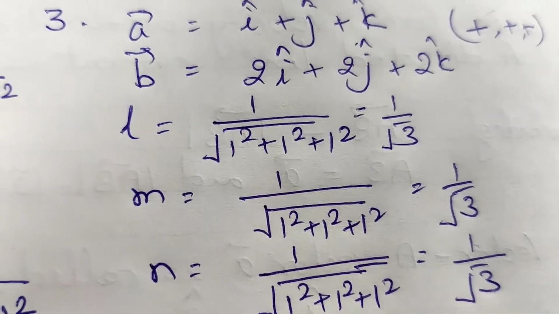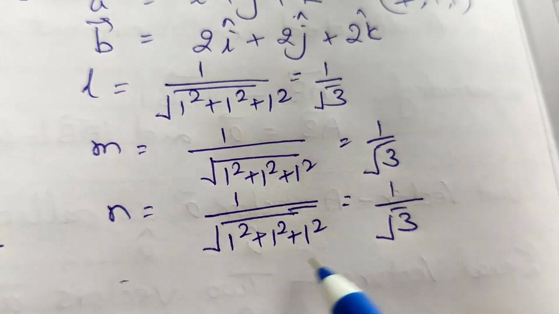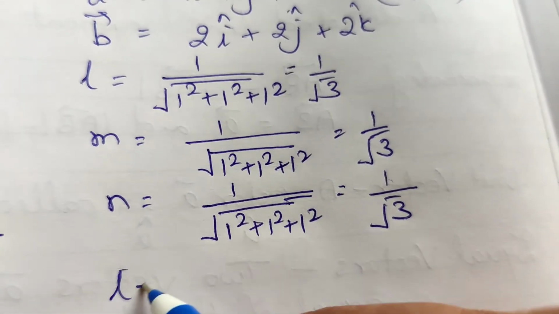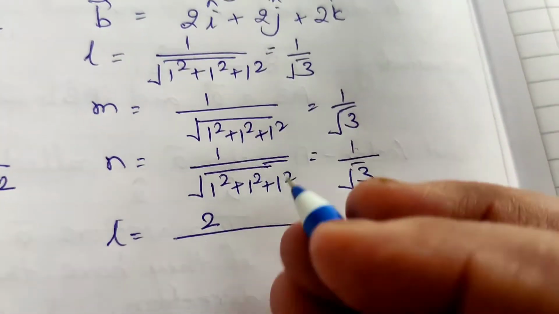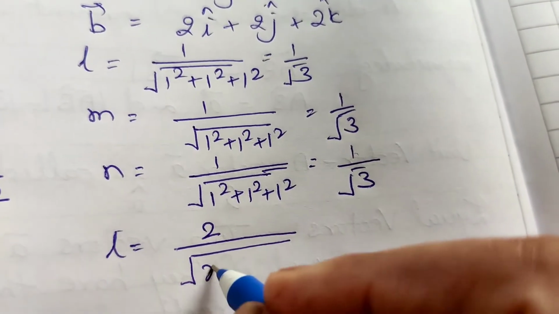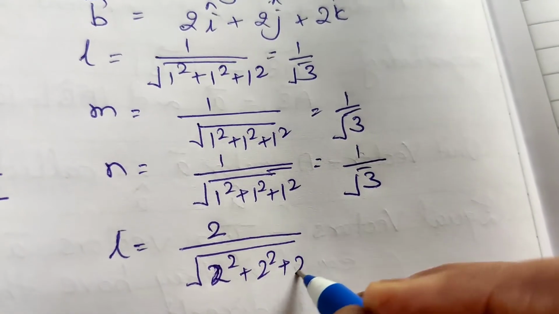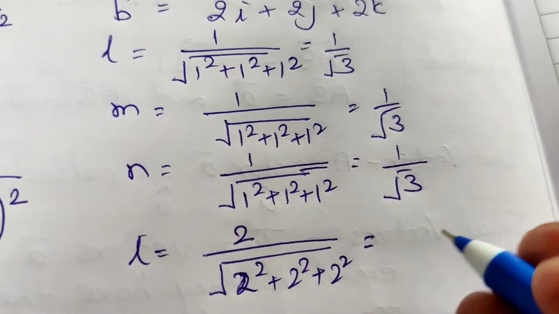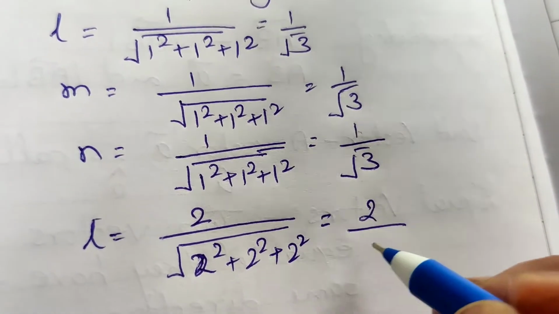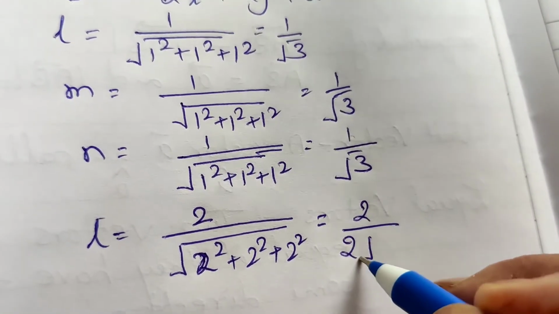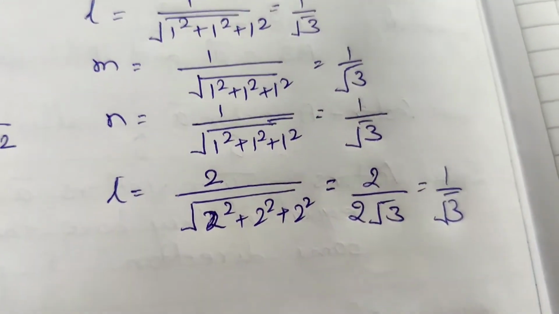for the a vector, and for b vector the direction cosines, l equal to 2 upon, x upon under root x square plus y square plus z square. It is equal to 2 upon 2 root 3. It means root 12, it means 2 root 3. It is also equal to 1 by root 3. The direction cosines are same.